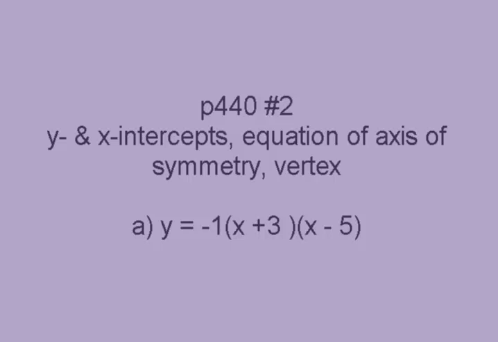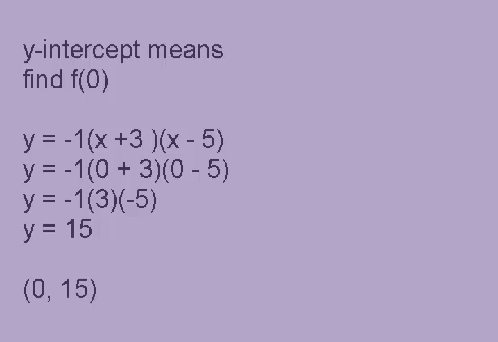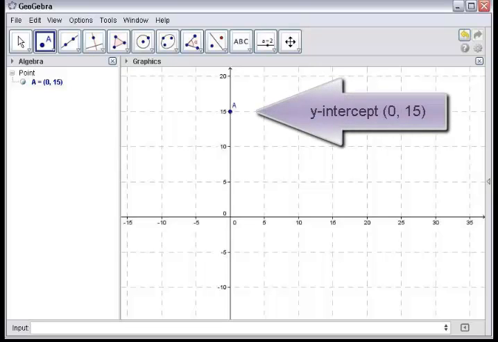We need to find the y-intercept, the x-intercepts, the equation of the axis of symmetry, as well as the vertex. Here are the steps to find the y-intercept. Pause this video to study them more closely. Here I've graphed the y-intercept at 0, 15.